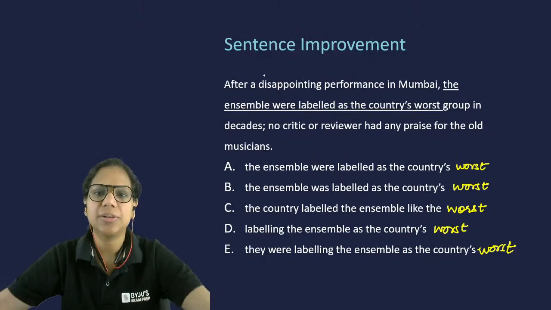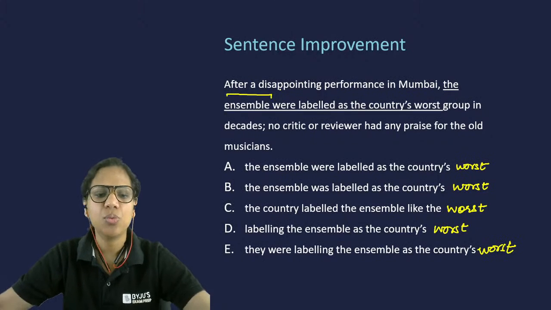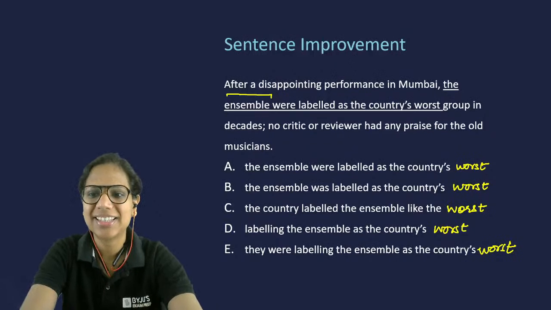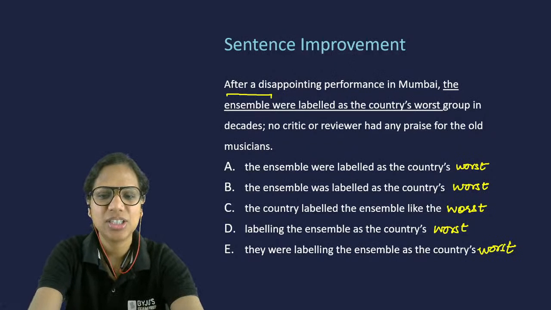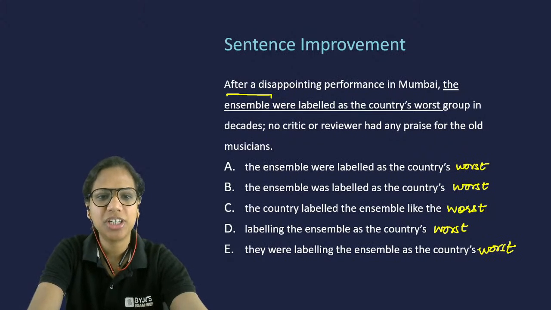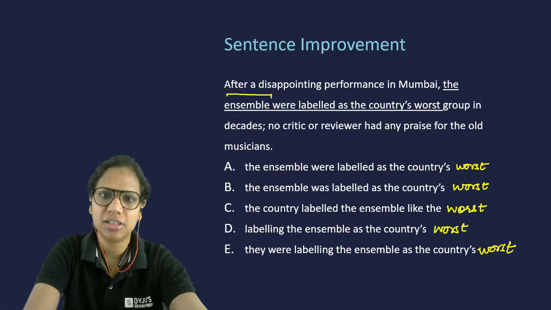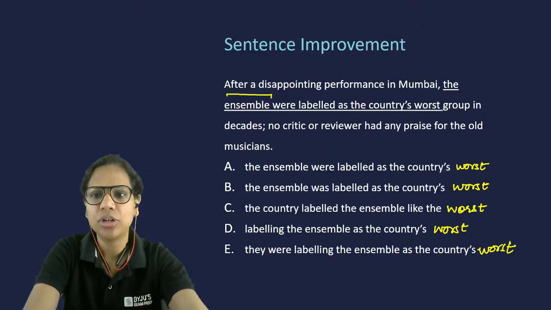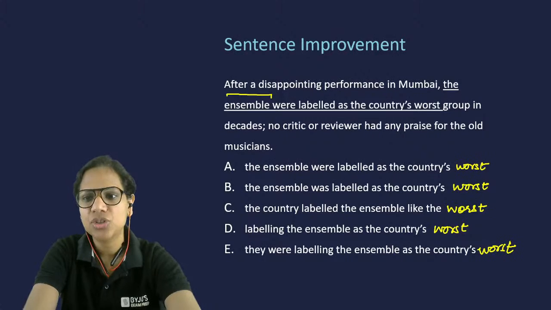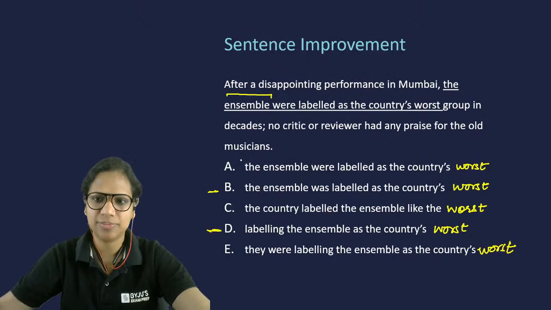Okay. See, after a disappointing performance in Mumbai, the ensemble. What is an ensemble? Yes. So this is how it is pronounced, ensemble. It's a French word that has been adopted in English. Any group of artists, musicians, actors, dancers. So basically performance artists. Their group is called an ensemble. Right? So B, D, B, all right. So that means two B's and one D.